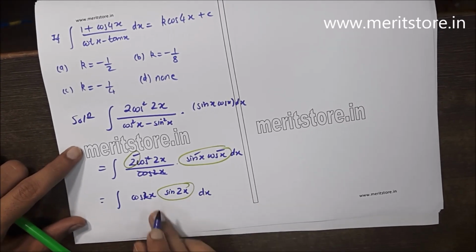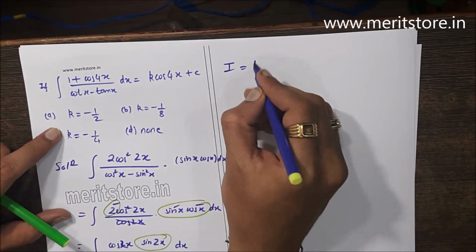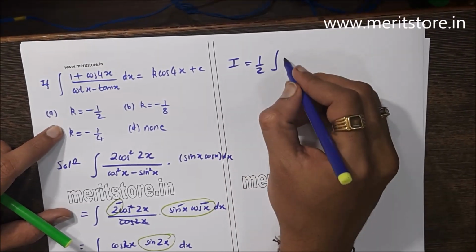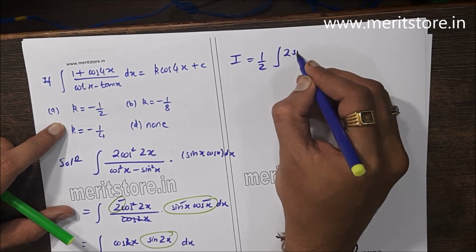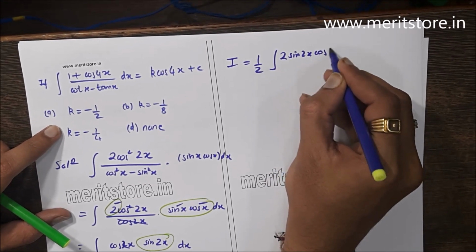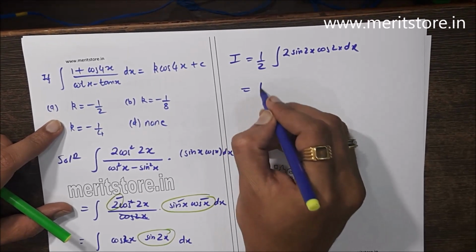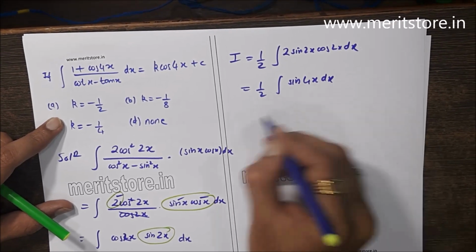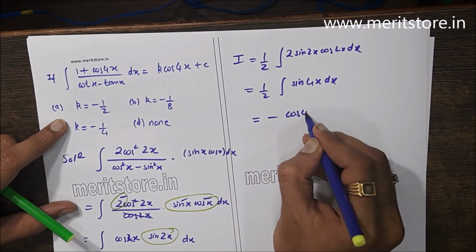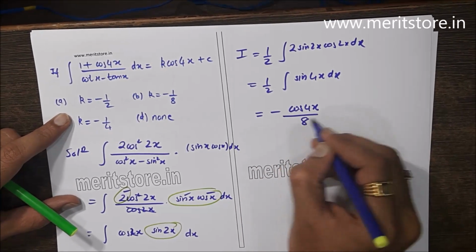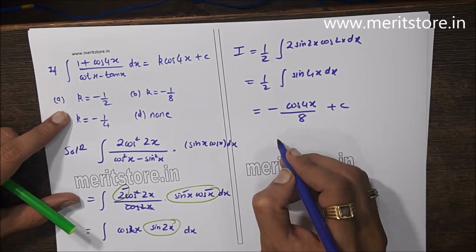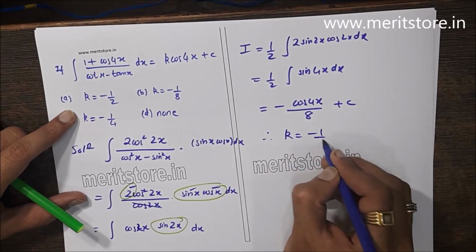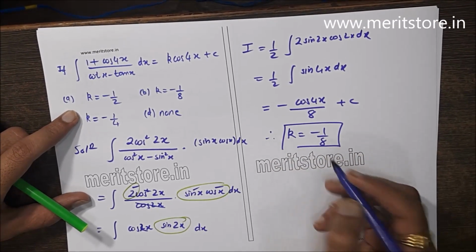dx. To solve this, we'll multiply, divide by 2, 1 upon 2 integral of 2 sin 2x cos 2x dx, which will become half integral of sin 4x dx. Final answer minus cos 4x upon 8 plus c. Therefore, k equals minus 1 by 8, which is option B.